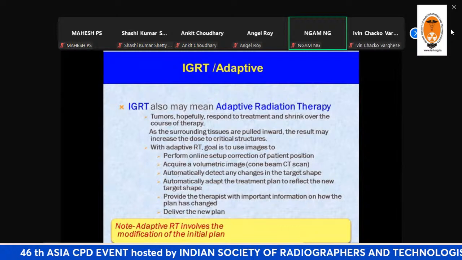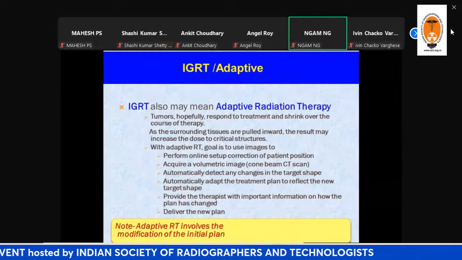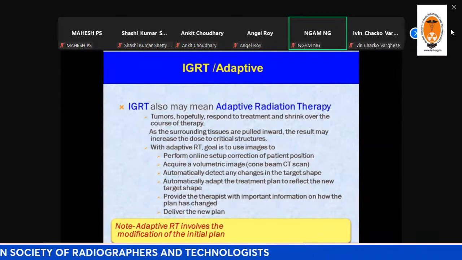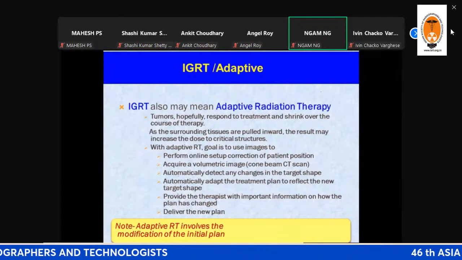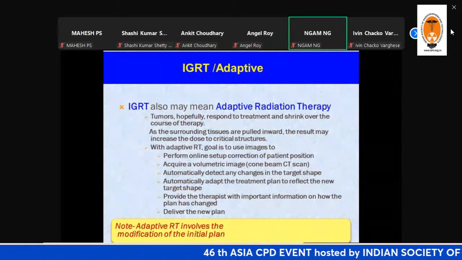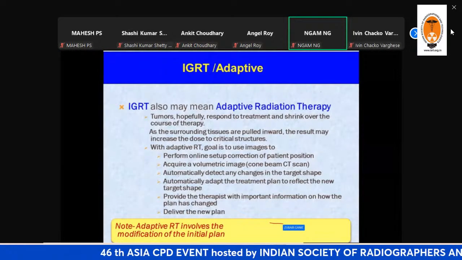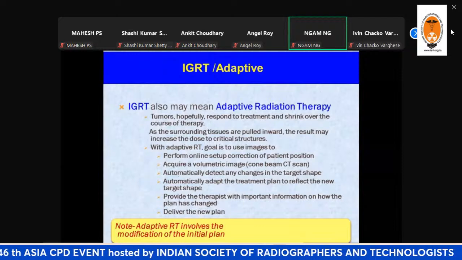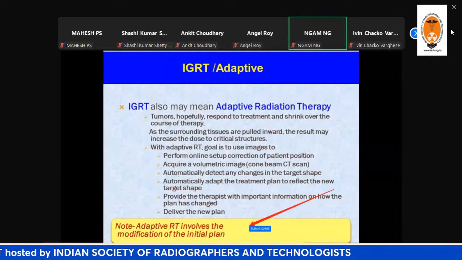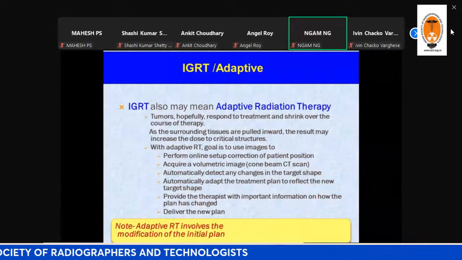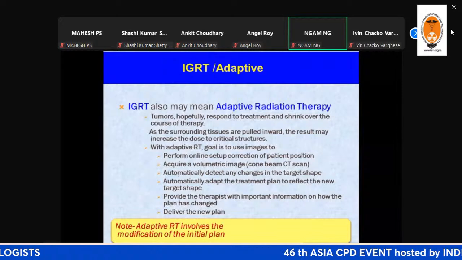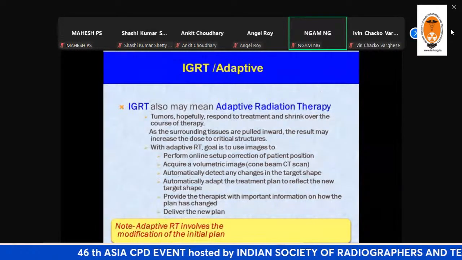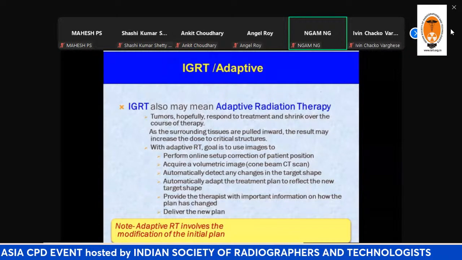So the dose is escalated in those areas which are the organs at risk. With adaptive radiotherapy, the goal is to use images to perform online setup corrections of patient positions. If your volumetric images detect any change in the target shape, you automatically adapt the treatment plan to reflect the new target shape, provide the therapist with important information on how the plan has changed, and deliver the new plan. So in short, adaptive radiotherapy involves the modification of the initial plan. That means when we started with the initial plan, if a change has happened, we need to abandon that initial plan and go for a new plan.